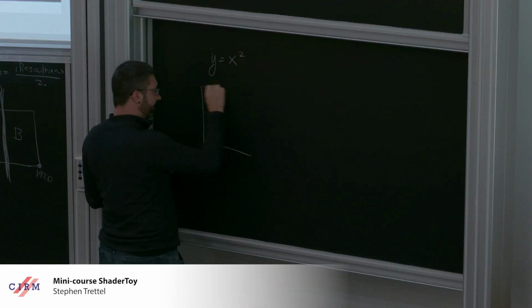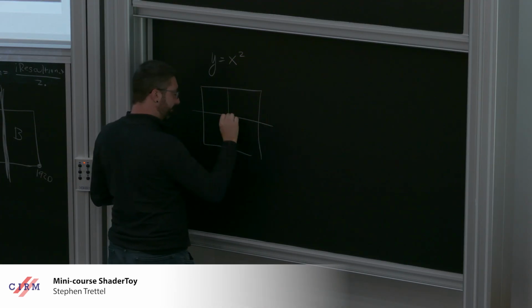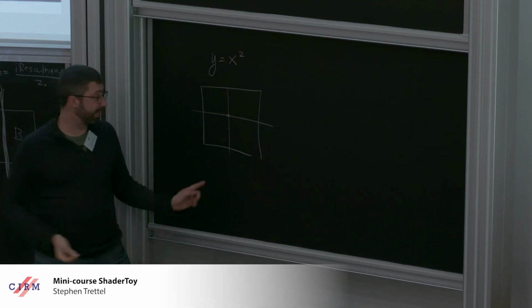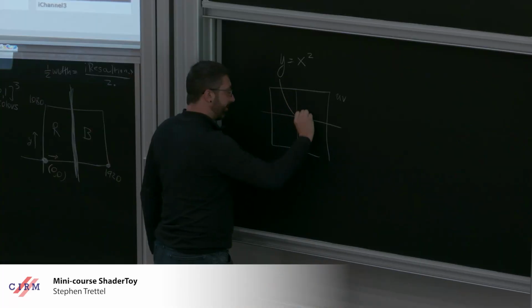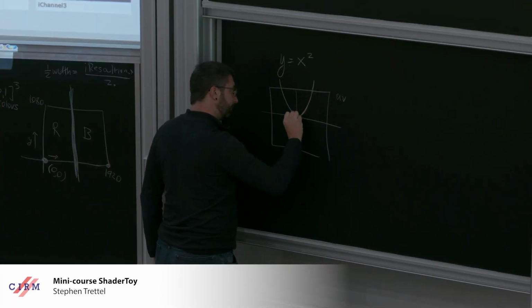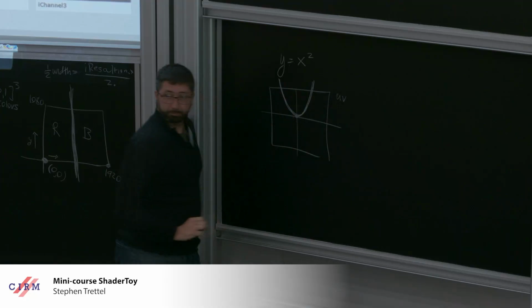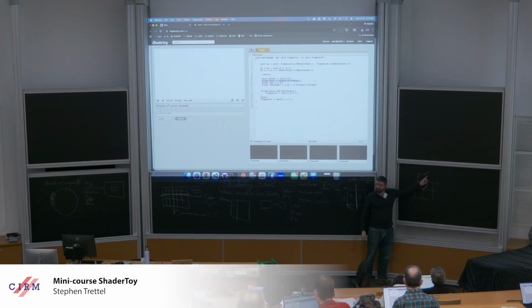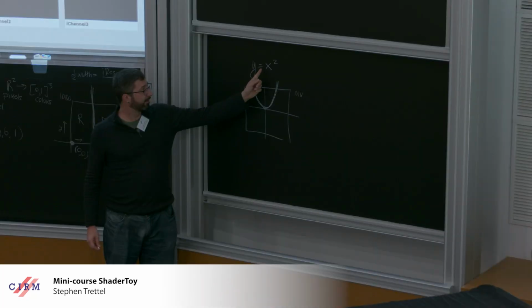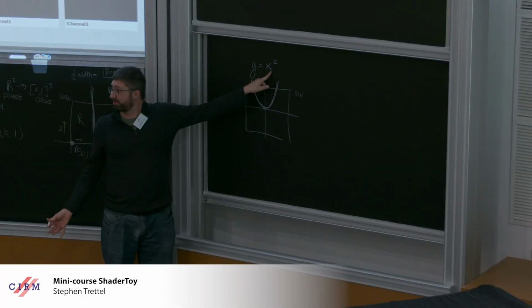So I got my screen. My screen is centered at 0, 0, because we set all that up with my UV coordinates. And I want to write down the equation y equals x squared, so I want to draw this parabola just like that. So I can tell if a point lives on the parabola by computing y minus x squared equals 0. That's a function that would tell me when I'm on the parabola.